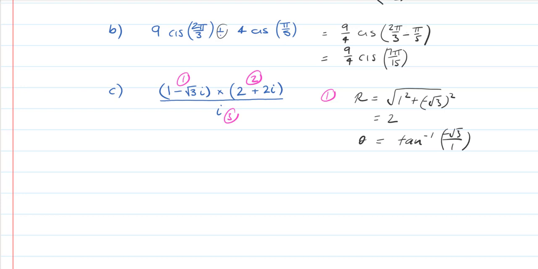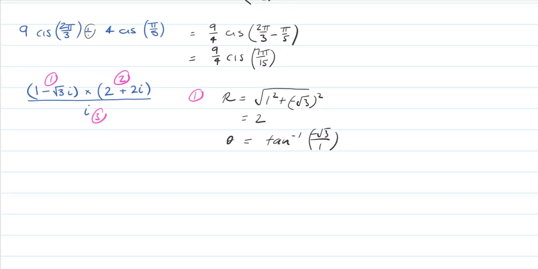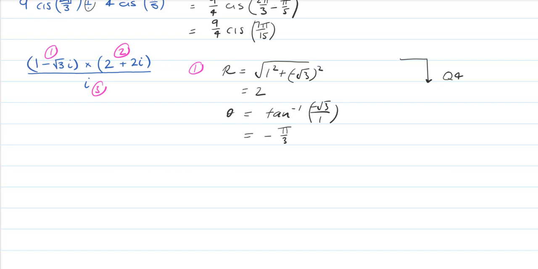Now, I have to be quadrant aware here. So it is a 1 in the real and then down root 3. That's where I am. I'm in the fourth quadrant, Q4. So I need a fourth quadrant answer. And actually the calculator is going to give me negative pi on 3, which is my fourth quadrant answer. So I'm happy with that. So 1 minus root 3i is equal to 2 cis negative pi on 3.